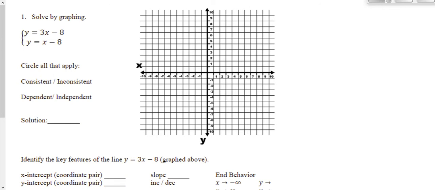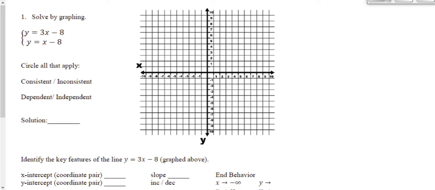In this video, we will start solving the Unit 2 review packet, which is about linear functions. I'll begin with the first question, which says to solve this system of equations by graphing. So we have to graph these lines one at a time to find our solution.